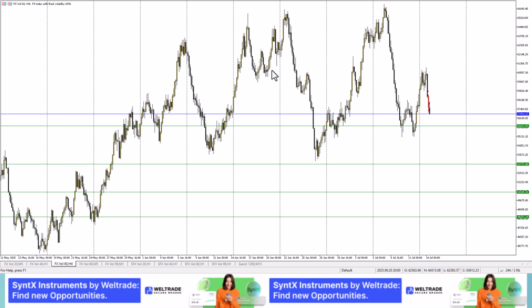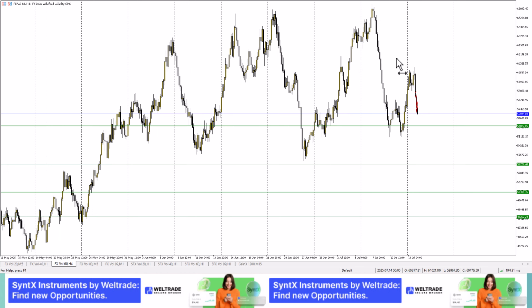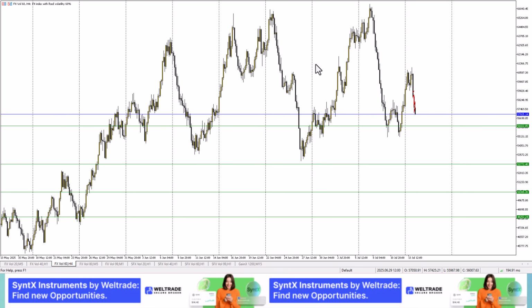What I want to show you is this: you start on the H4, then you go down until you get to the M1 for entries. On the H4 time frame, you're going to be using market structure to understand the direction of price.